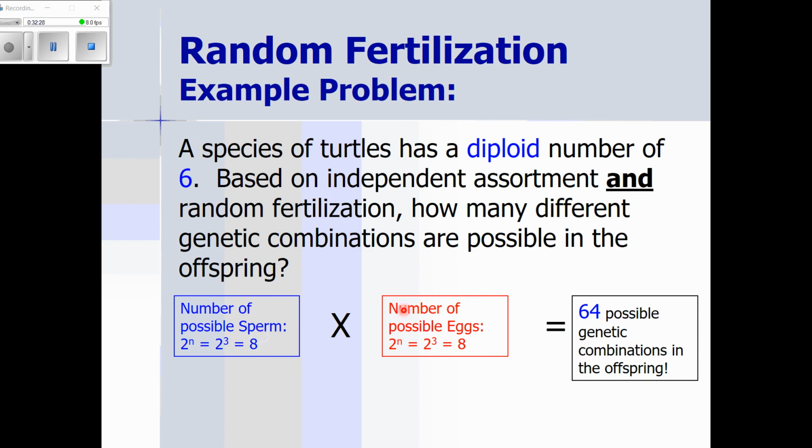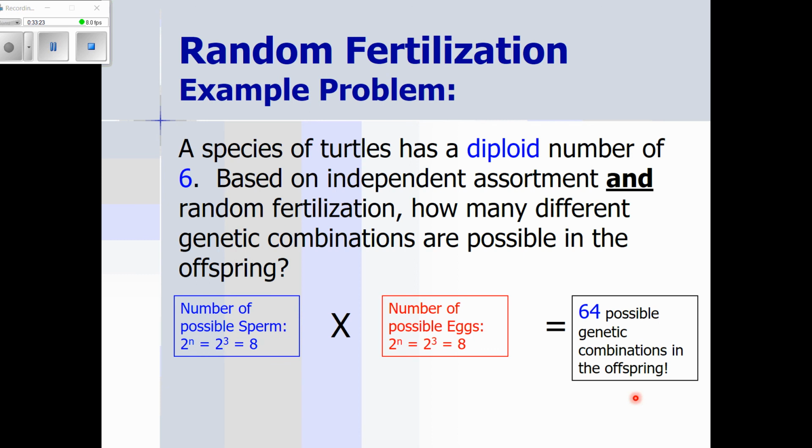Likewise, when mama turtle makes her eggs, the number of possible eggs is going to be 2 to the n power. So diploid number is 6. That means the haploid number, the n number, is 3. 2 to the 3rd power, once again, is 8. So there's 8 possible sperm that could be made by independent assortment, 8 possible eggs that could be made by independent assortment, but we don't know which of these 8 sperm is going to fertilize which of these 8 eggs. It is completely random. So you have to account for all the possibilities. So that's 8 possible sperm multiplied times 8 possible eggs. That gives us 64 possible genetic combinations in the offspring.